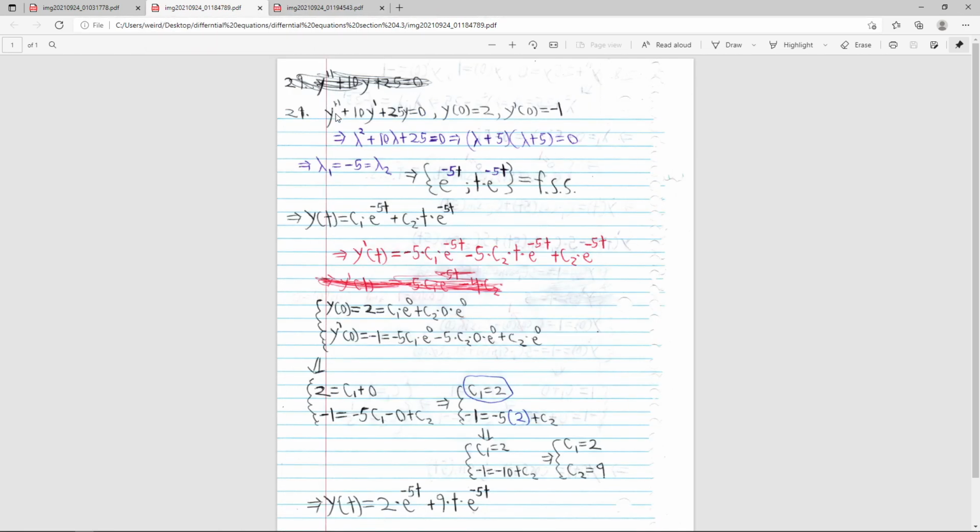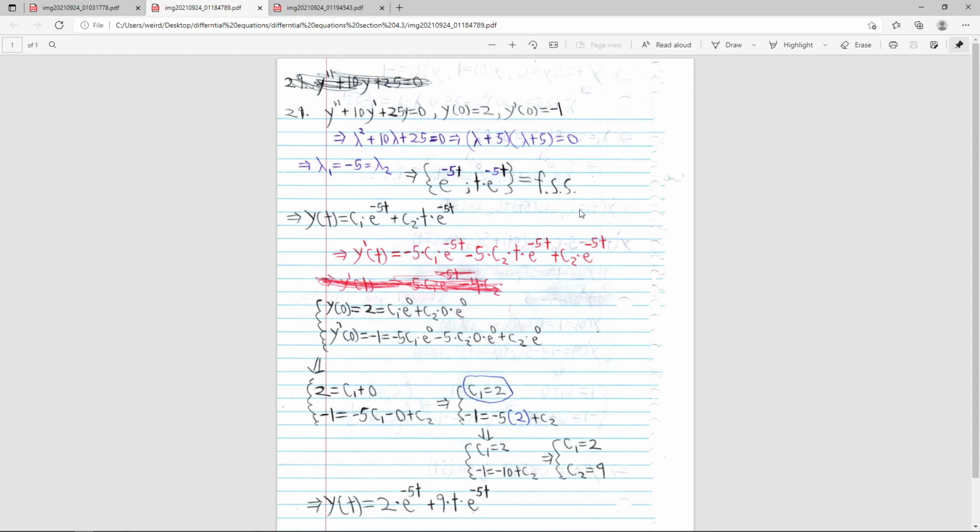So in this one, it's y double prime plus 10y prime plus 25y equals 0. y of 0 equals 2. y prime of 0 equals negative 1. So lambda squared plus 10 lambda plus 25 equals 0 is the characteristic equation. We can split this up into lambda plus 5 times lambda plus 5 equals 0. So we have lambda 1 equals negative 5 equal to lambda 2.